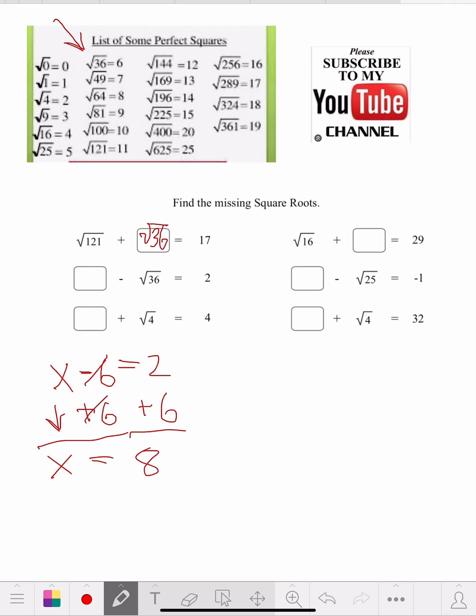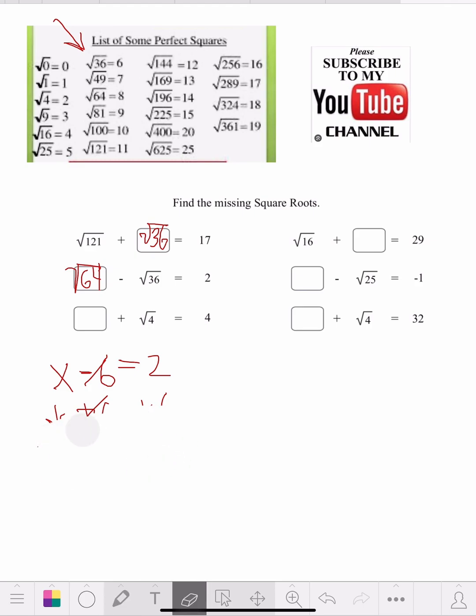So we look up there, 8 is the square root of 64. So it's the square root of 64, and that's the answer. That's all there was to it. Let's erase that and we'll move on to the next one. We're accomplishing this. This isn't hard at all.